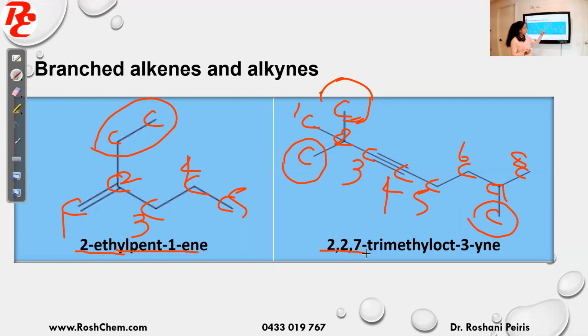And where is the triple bond now? You can see it's starting at the 3rd carbon there. So it's oct-3-yne, which represents the triple bond. So that's how we name branched alkenes and alkynes.